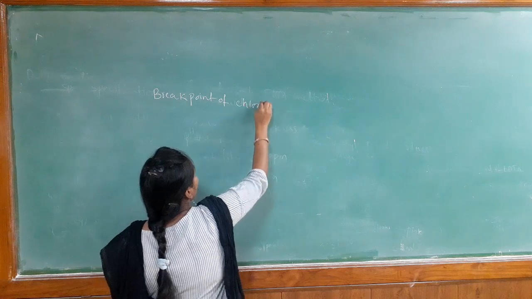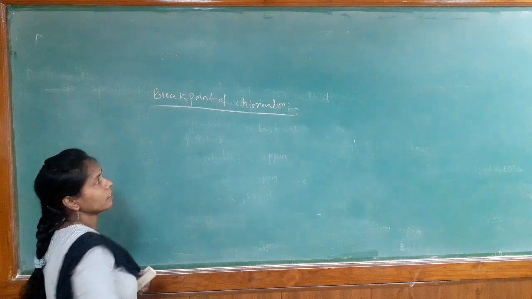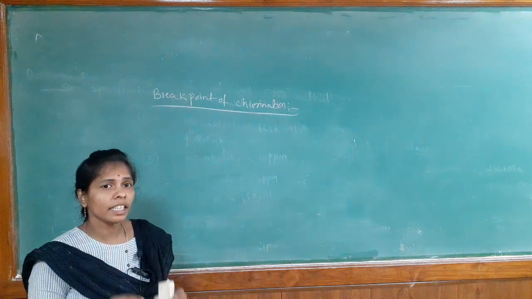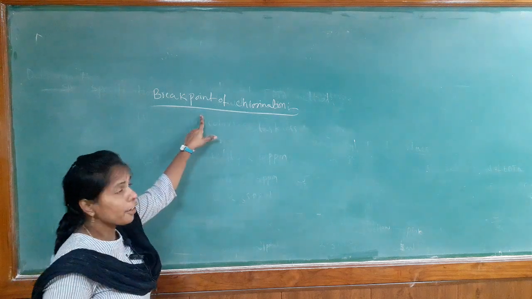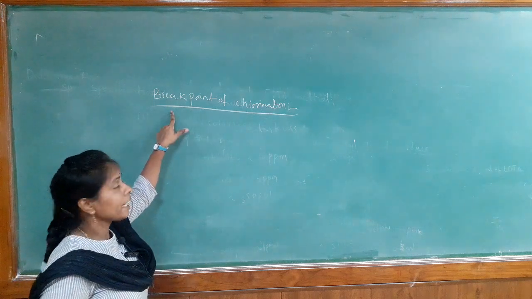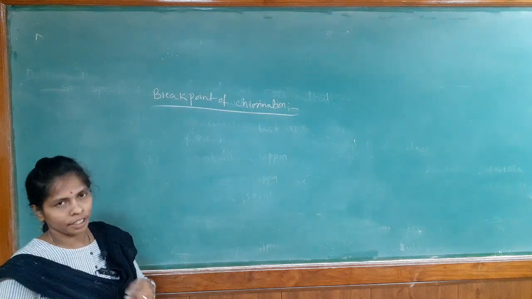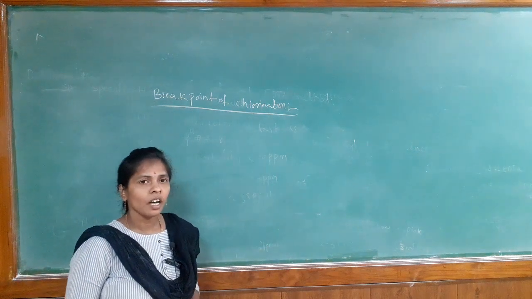But here, break point of chlorination is nothing but the point where the bacteria is killed. Break point means that at one point the entire bacteria is destroyed; that is called the break point. So, first let us see the definition of chlorination.